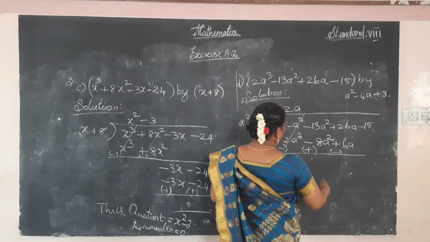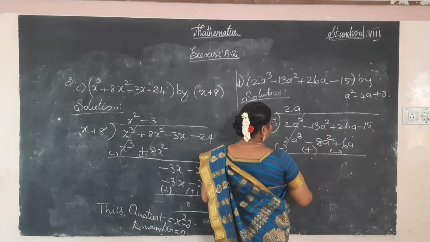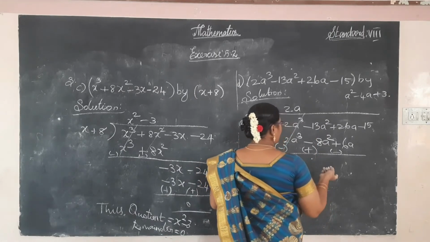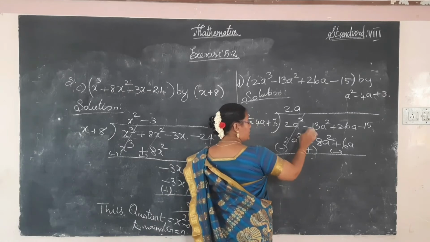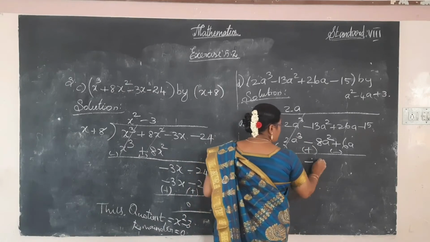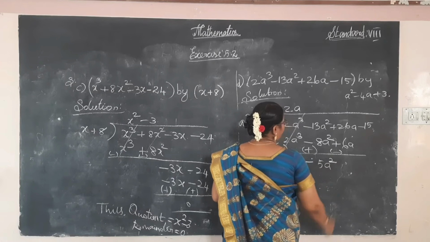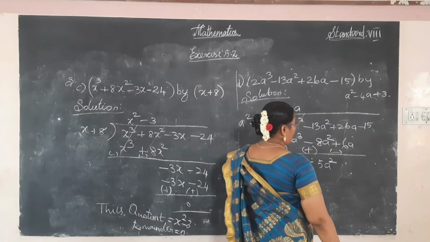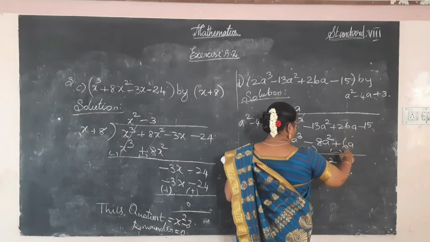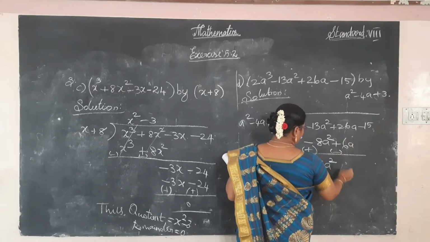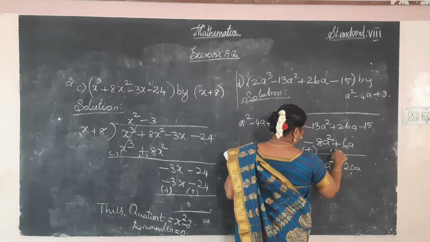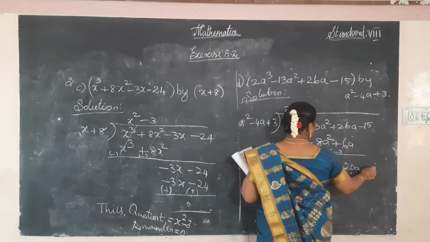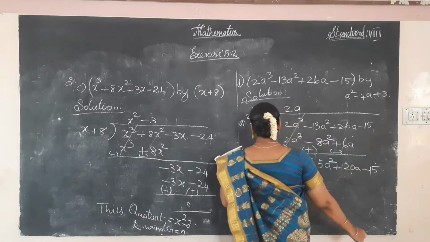And next one, minus 13a square plus 8a square, different signs. So what we do, subtract and put the greater number sign. So 13 minus 8 is 5, the greater number sign is negative, so minus 5a square. Here also the two different signs are there, so subtract and put the greater number sign. Subtract 26 minus 6 is 20, the greater number sign is positive. Now bring down the constant term.